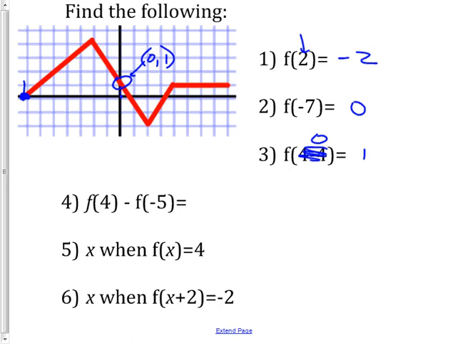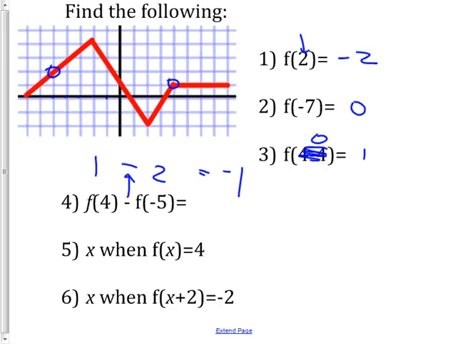Okay, this next one, f of 4, x is 4, there, and we get 1. And then f of negative 5, I go over here to 1, 2, 3. Negative 5 is right there, and so then that would be 2. That's 1 minus 2. Negative 1.